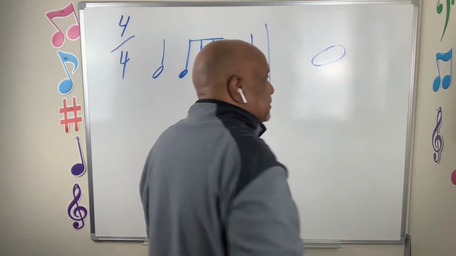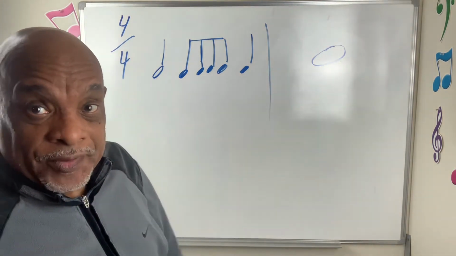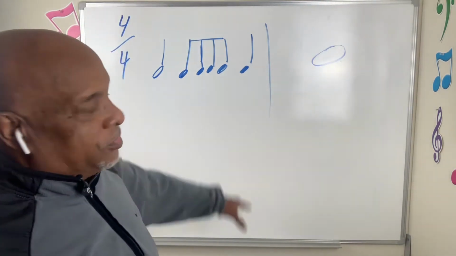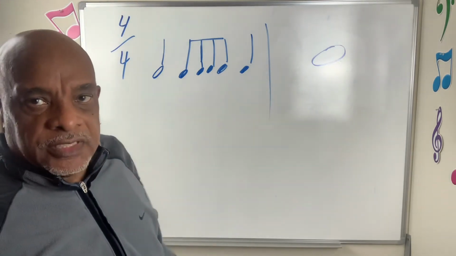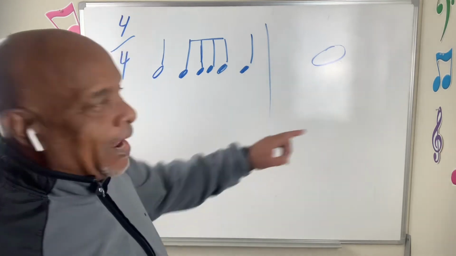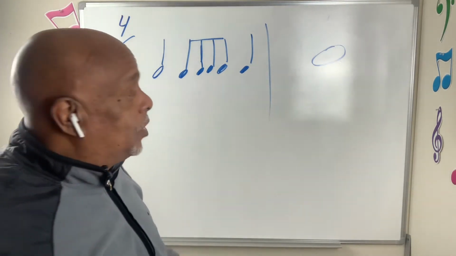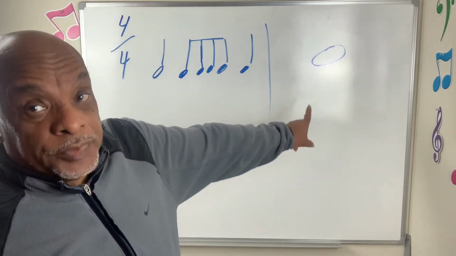Now, that one's easy. That one is easy. All right? Now, let's look at this first measure. Is there 4 beats in this first measure? Okay? Look at the first measure. And I know you know there's 4 beats because that's my version of a whole note. All right? So I know you know there's 4 beats in this measure.